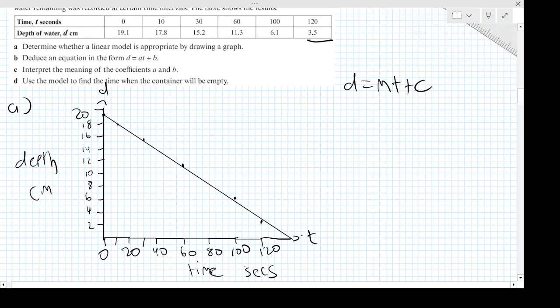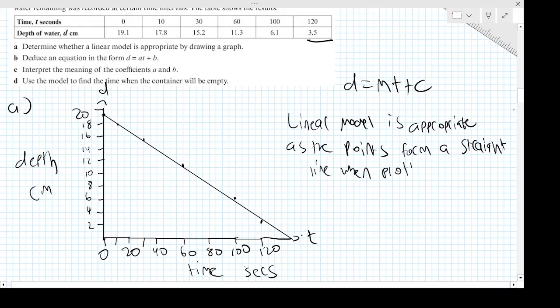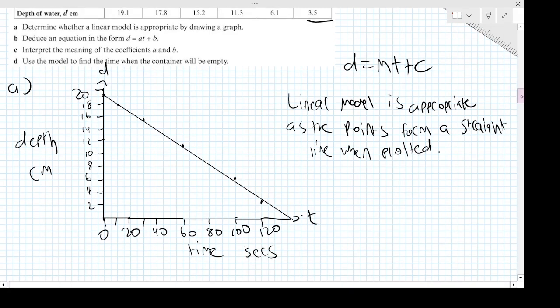Okay, so the answer for part A, is a linear model appropriate? Well, yes, it is, because the points form a straight line when plotted. Okay, so you have this nice graph here that shows they form a straight line. There we are. Cool.